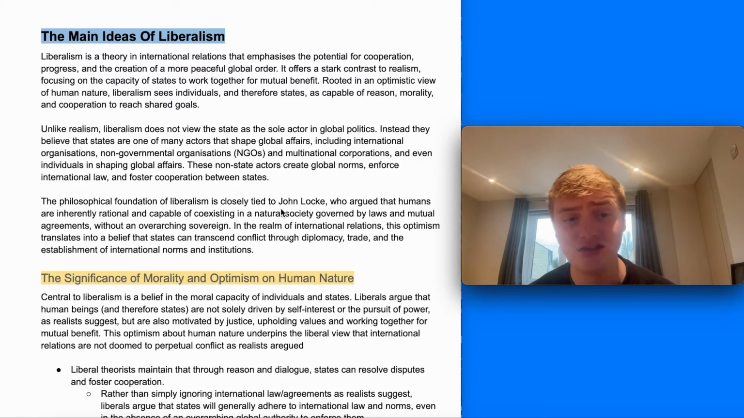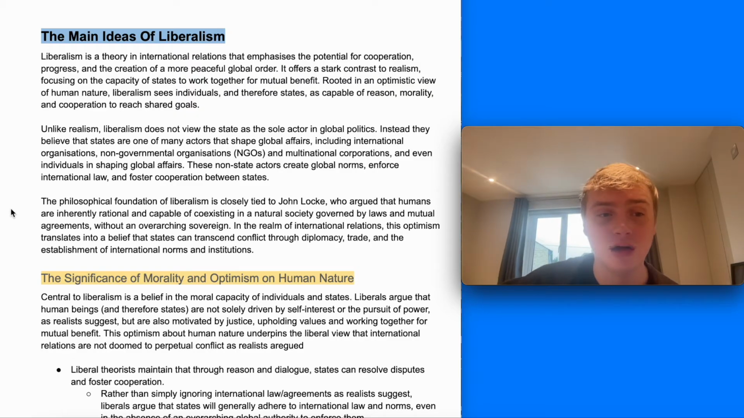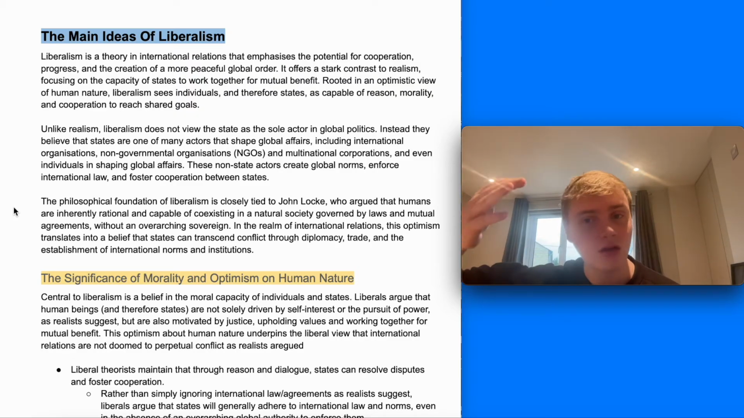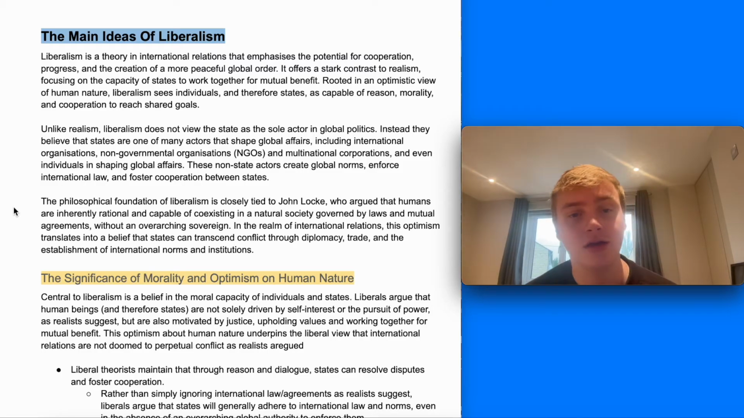The philosophical foundations of liberalism are closely tied to the liberalism we looked at in the core ideas, and the ideas of John Locke and classical liberalism in particular, who argued that humans are inherently rational and capable of coexisting in a natural society governed by laws and mutual agreements, even if there isn't an overarching state, in this case, an overarching global government. In international relations, this optimism translates into a belief that states can transcend conflict, and that the international community isn't defined by constant competition. It can be defined by cooperation through diplomacy, trade, and the establishment of international norms and institutions.